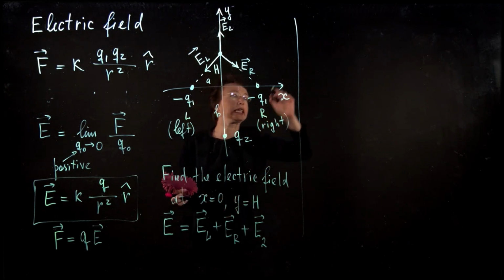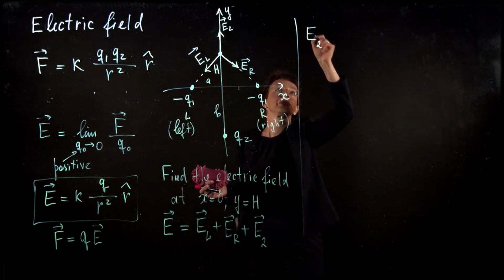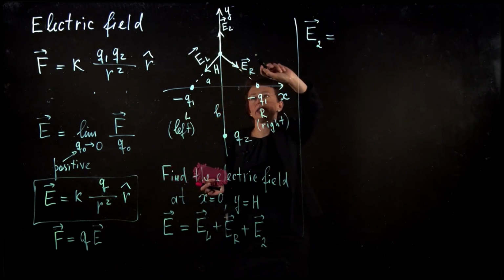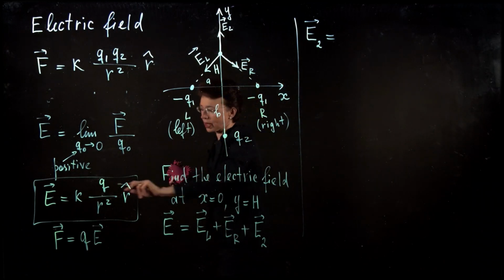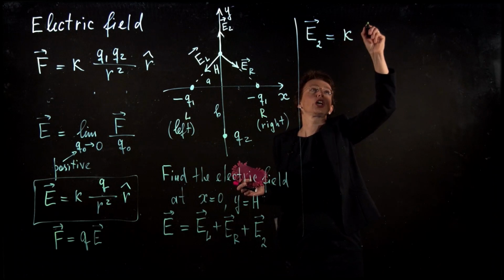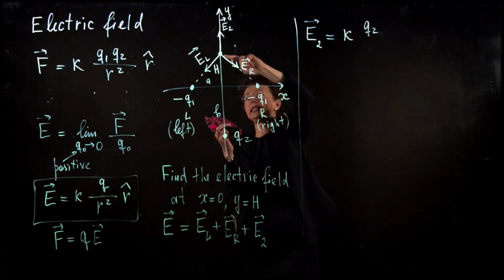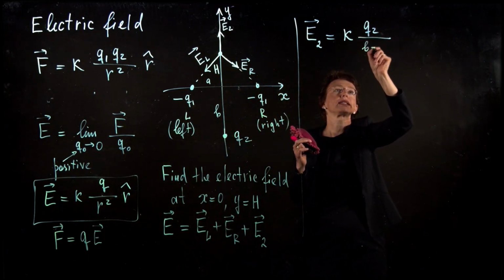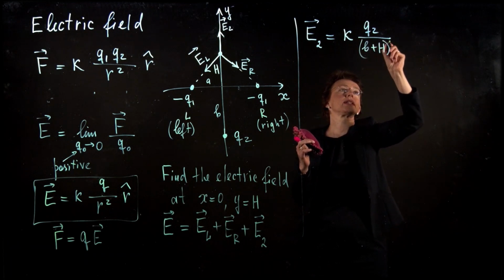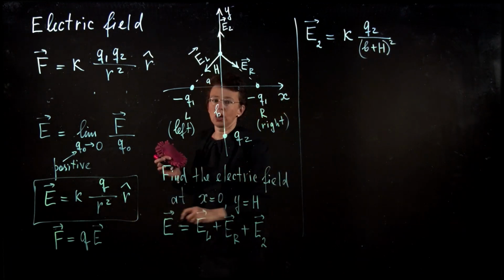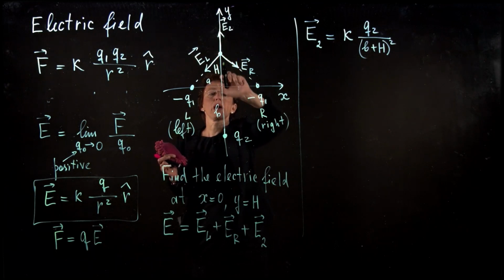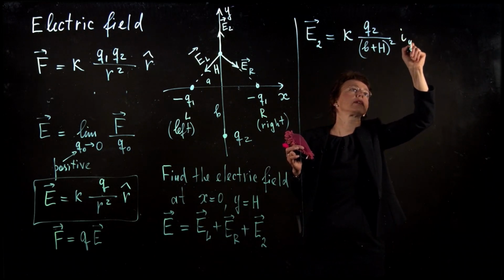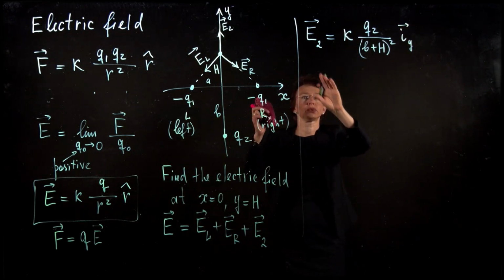So let's start with E2. This electric field is in the positive Y direction, and the magnitude is k Q2 divided by the distance squared, which is (b plus h) squared, the distance from Q2 to the point right here. It doesn't have an X component, but it has a Y component. It is along positive Y, so I put i_y here. We are done with E2.